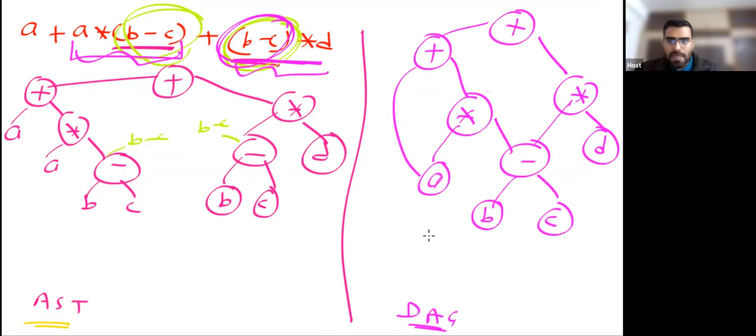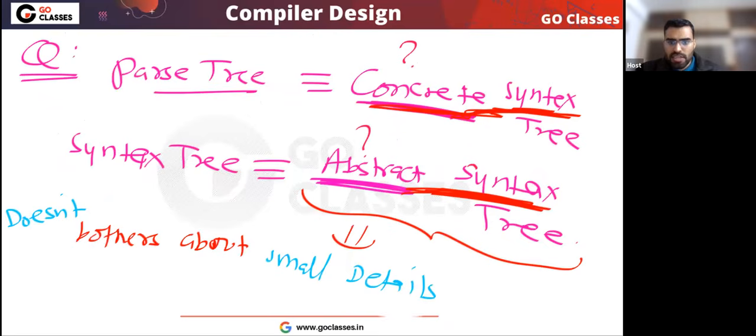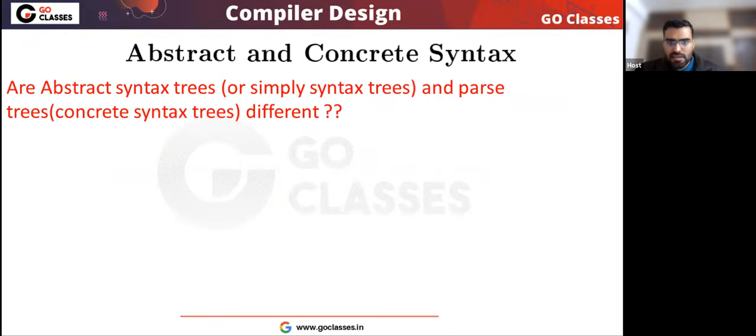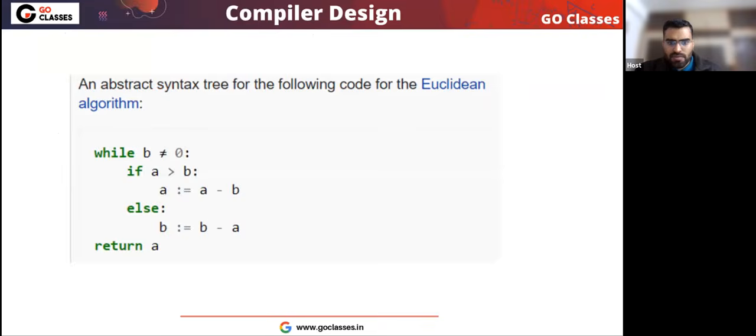Is this clear to everyone? In the DAG, we don't create any node if we already have such a node. If you have already computed something, you don't compute it again. For the same thing, don't create a new node. You can notice these are the same things, and these are the same things. So this is your DAG, and this is the difference between a DAG and an abstract syntax tree. Is this difference clear to everyone?